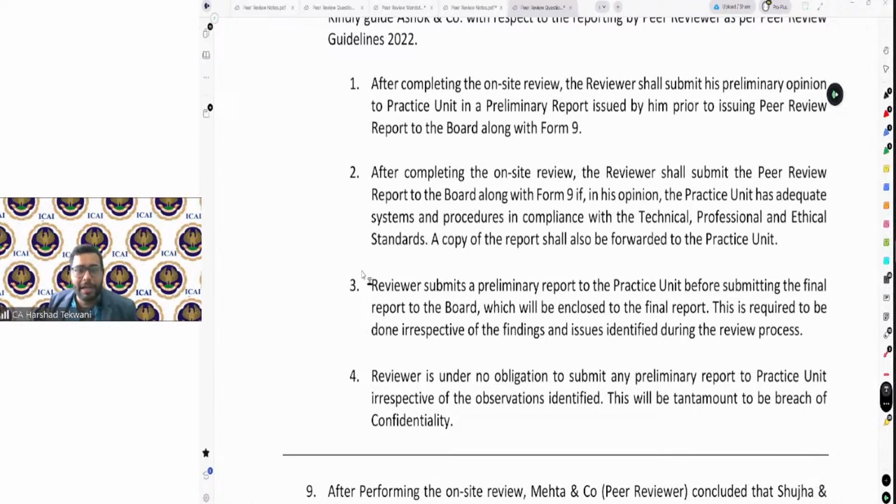After completing the on-site review, the reviewer is required to submit his preliminary opinion to the practice unit, when there are some observations and issues where he is seeking comment from the practice unit on that particular observation. If there are no observations, and in his opinion the practice unit had adequate system procedures and is in compliance with the technical and professional standards, then there is no need for a preliminary report.